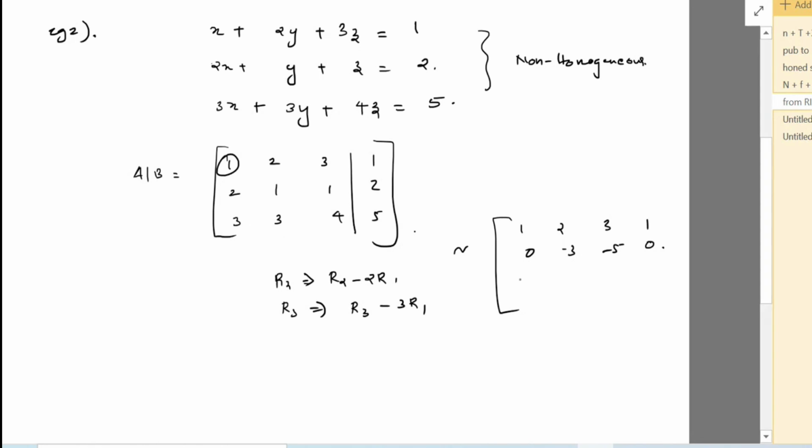And the next row will be 3 minus 3, 0. 3 minus 6, that is minus 3. 4 minus 9, that is minus 5. And 5 minus 3, that is equal to 2.